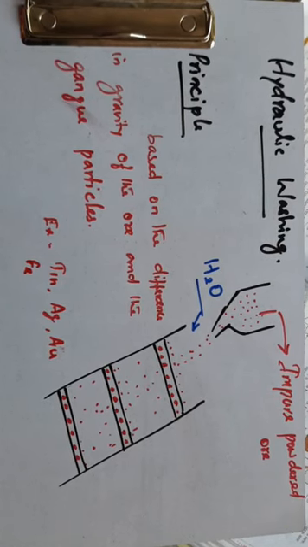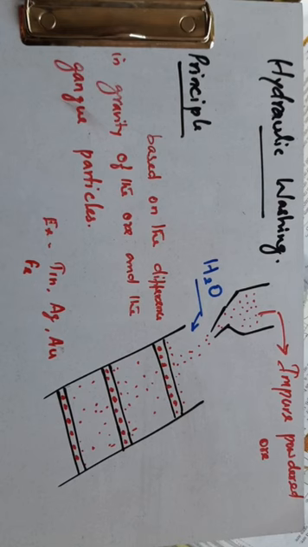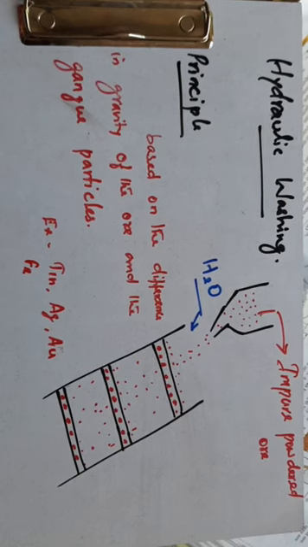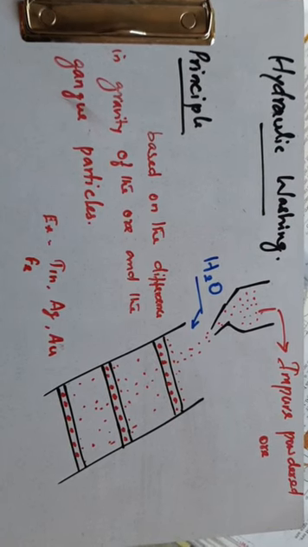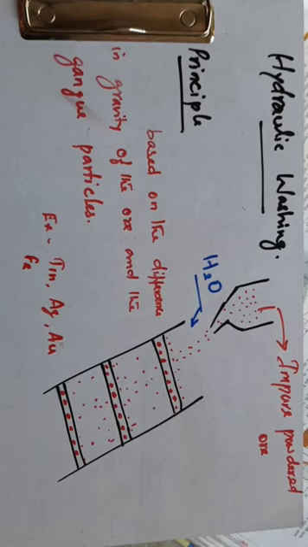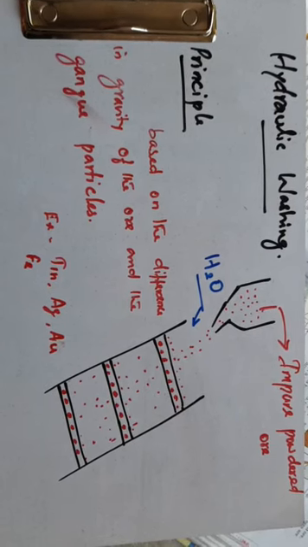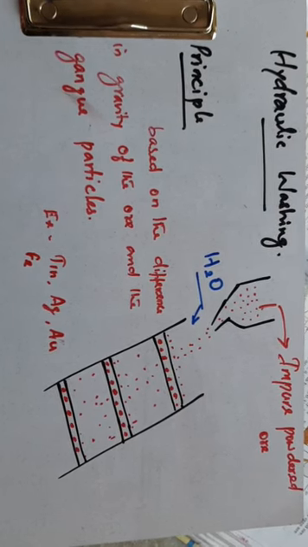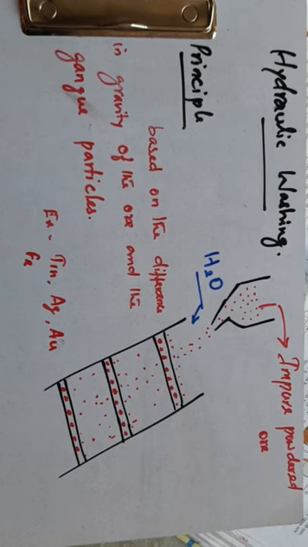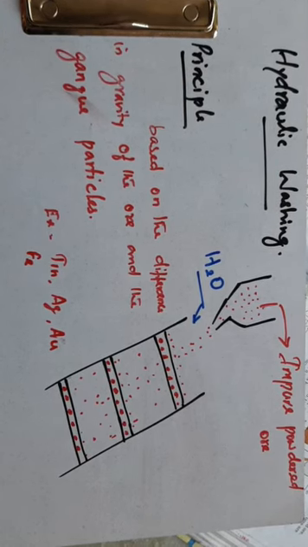Naturally occurring chemical substances containing metals are called minerals, and those minerals from which metals can be extracted conveniently and economically are called ores. The ores have some impurities present, like clay or sand particles or non-metallic particles, which are called gangue particles. The first method we are going to see is hydraulic washing.